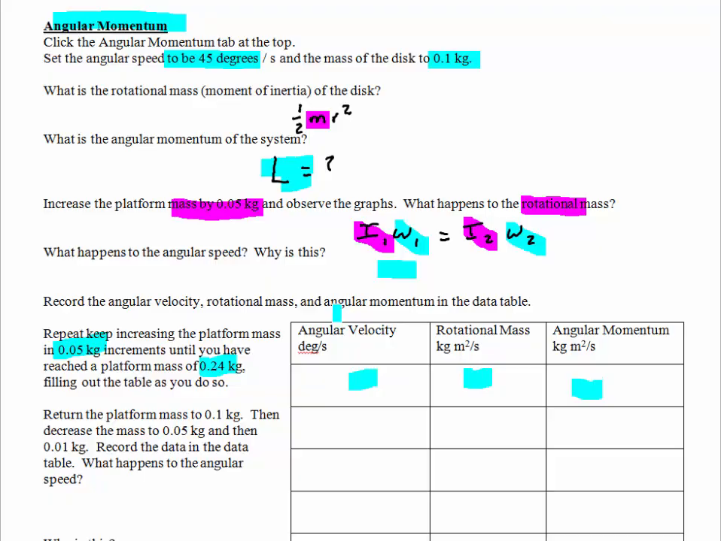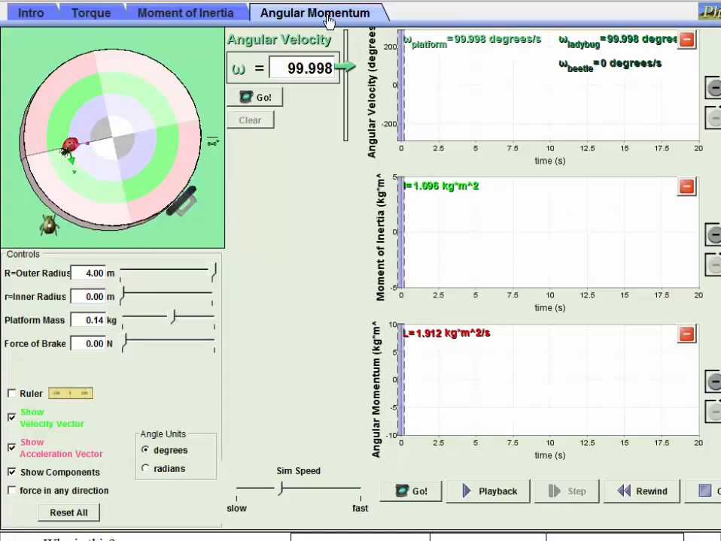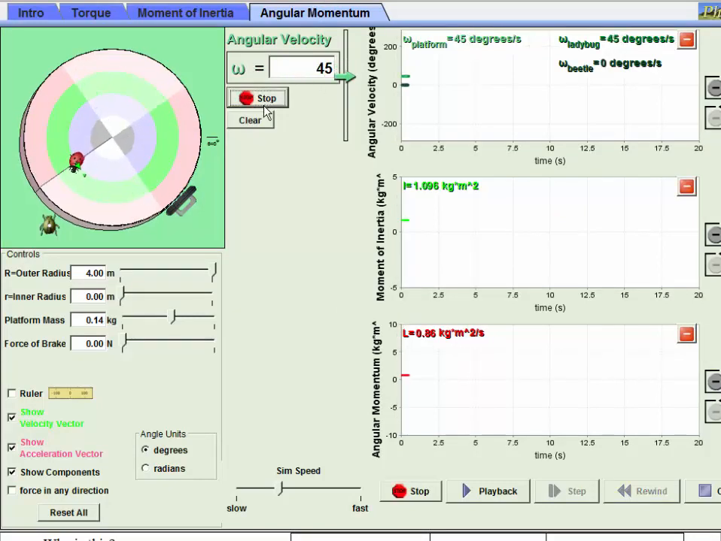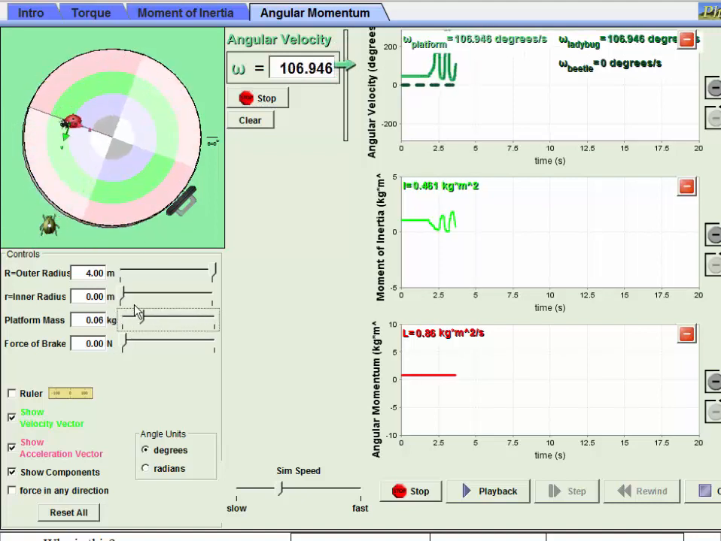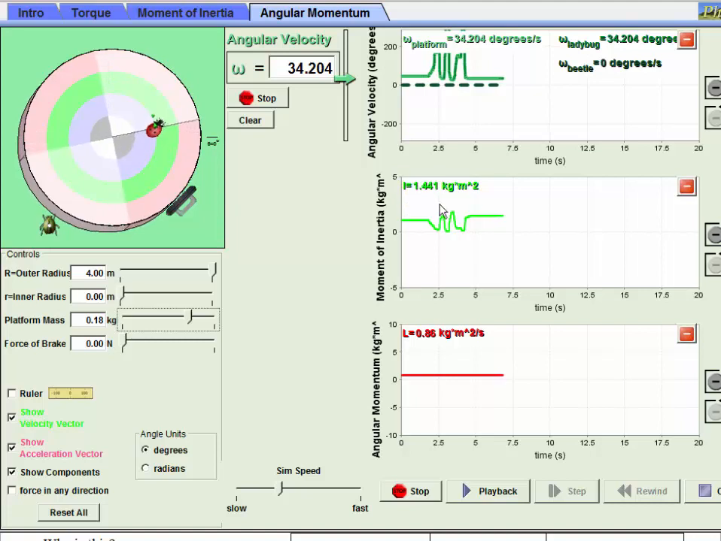Let's go ahead and pop over to the simulation really quick. So here we are at the angular momentum. We can give this thing some speed; I tell you to set it to 45. And we can mess around with the mass of the platform right here. As you'd expect, as I mess around with the platform mass, my angular speed is going to go up and down. The rotational mass you can read off right here, and the angular momentum you can read off right here.